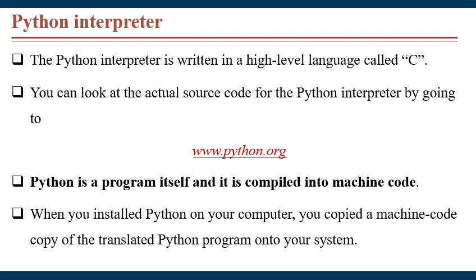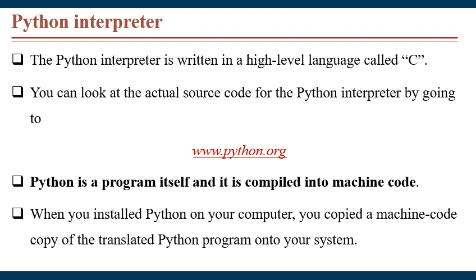The Python interpreter is written in a high-level language called C. You can look at the actual source code of the Python interpreter by going to the following link. زي ما قلنا قبل كده إن البايثون بيعتبر interpreter and it is written in a high-level language called C. البايثون as a program تم كتابته باستخدام لغة C.